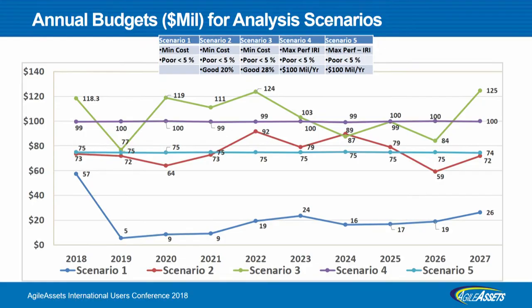Now these are the budget levels. As I was sharing with you before, this is the 100 million scenario here, and every year 75 million. And this is the lowest one, where we are only trying to fix the poor at 5%. So that's the lowest cost here.